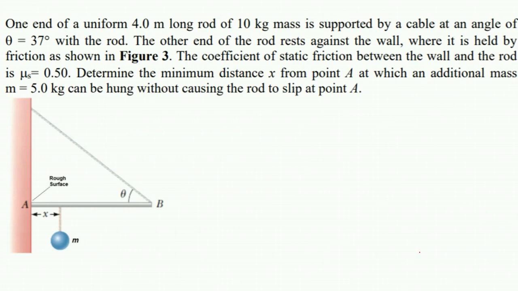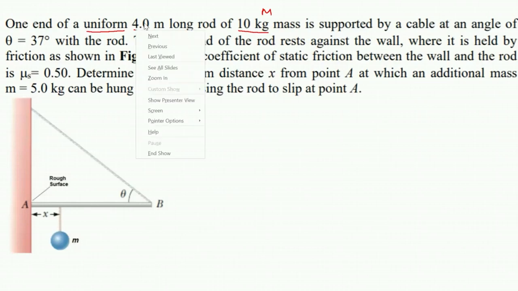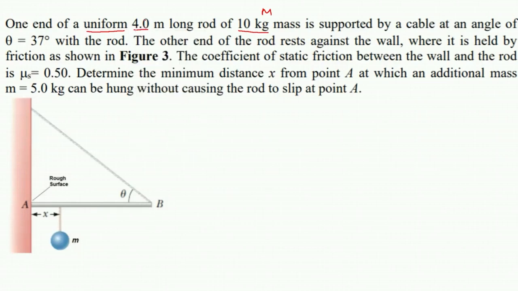So here I have a uniform rod. So the rod is uniform and has a mass of 10 kilogram. I'll call it capital M, and a length of 4 meters here. Okay, so this I call it capital L. So it's a uniform rod. The weight is applied in the middle of the rod, and this has a magnitude mg.